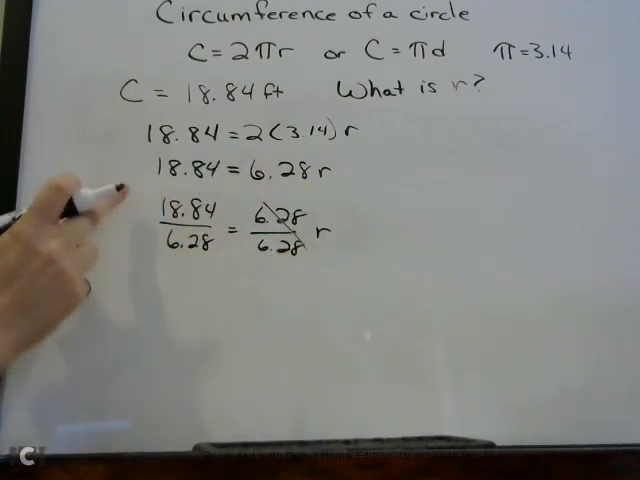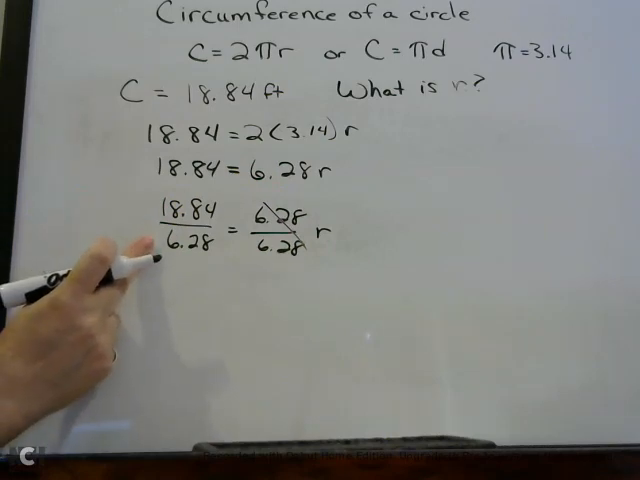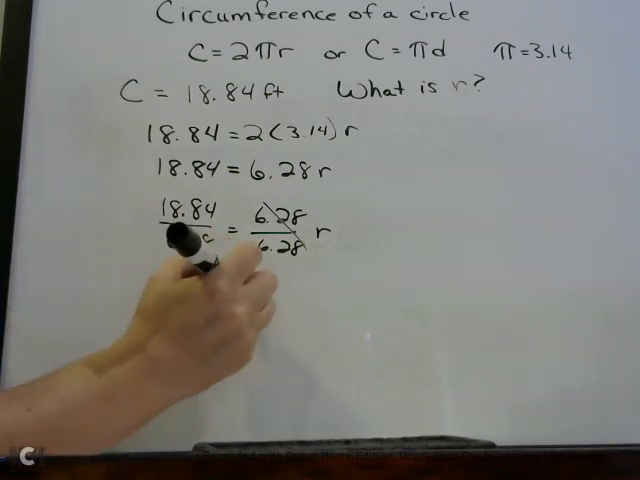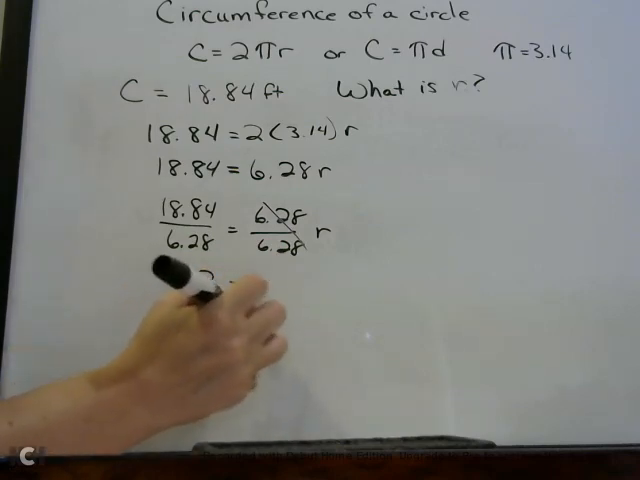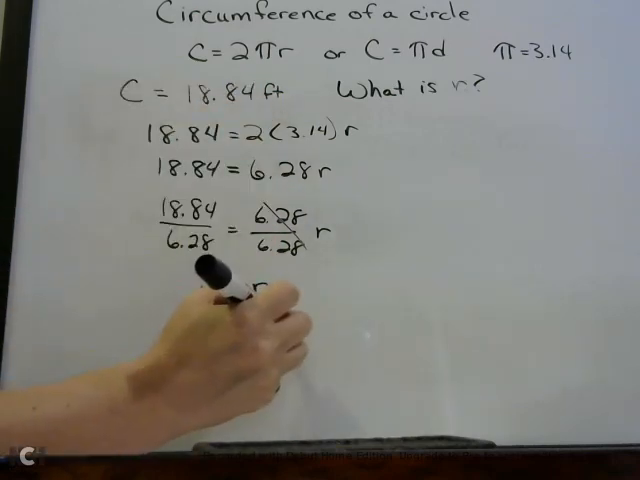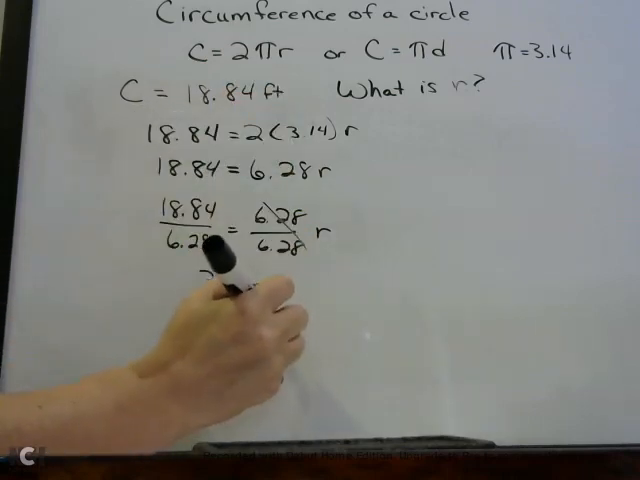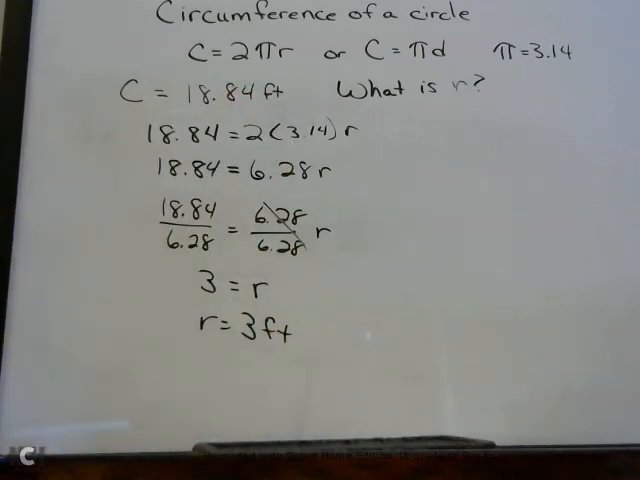These are going to cancel out, so 18.84 divided by 6.28 is 3 equals the radius. The radius equals 3. It was 3 feet. It was feet up here, so we know it's feet for the radius. Okay, now those are fairly straightforward if they give you the radius or diameter or circumference.